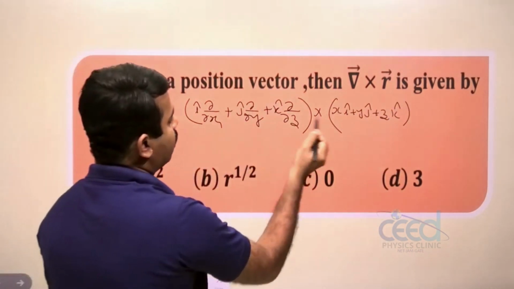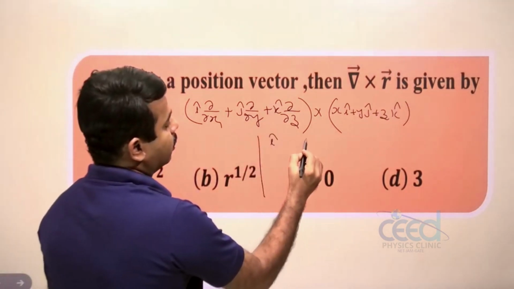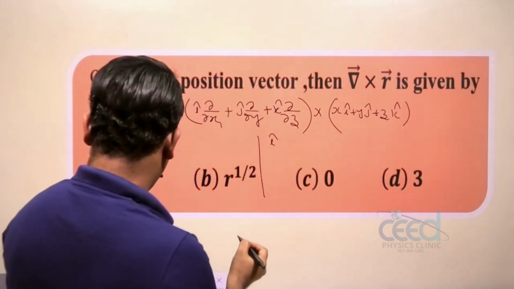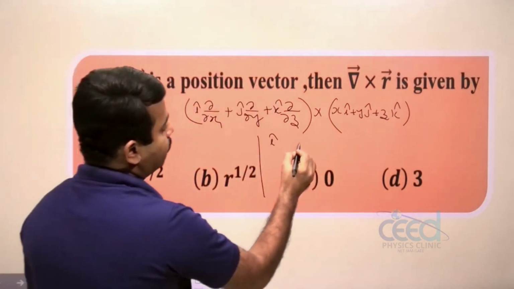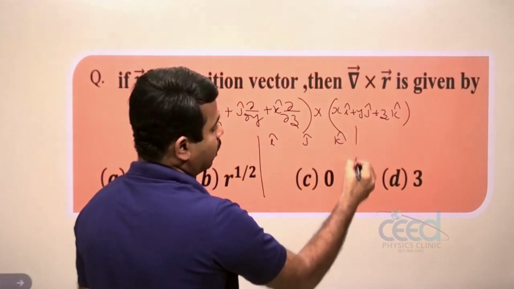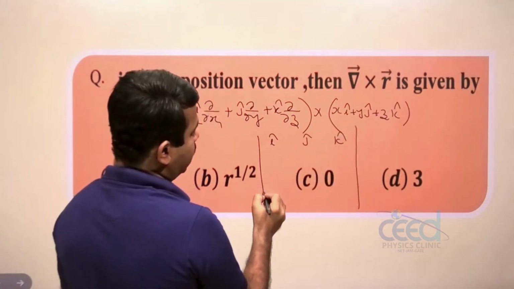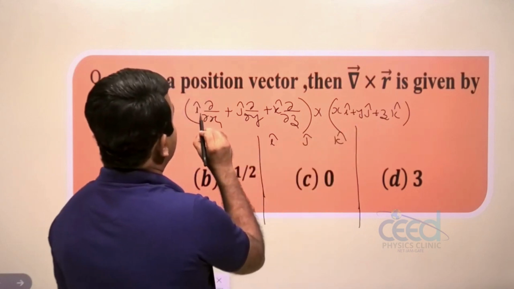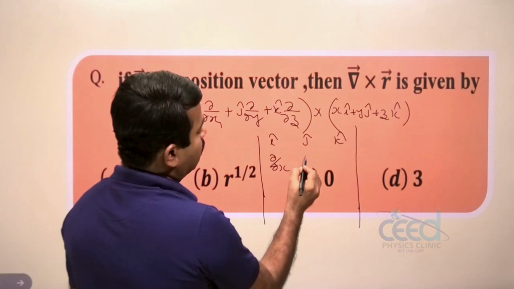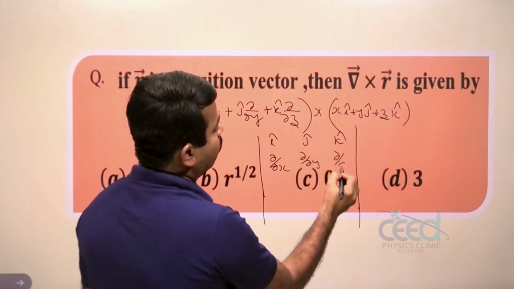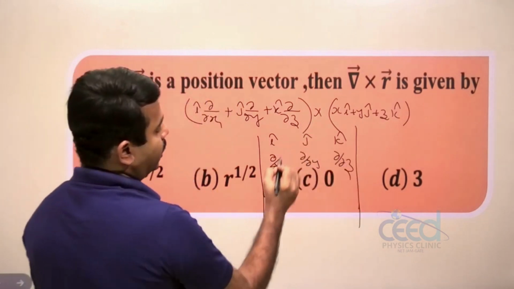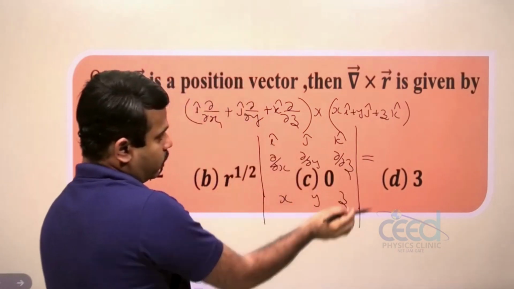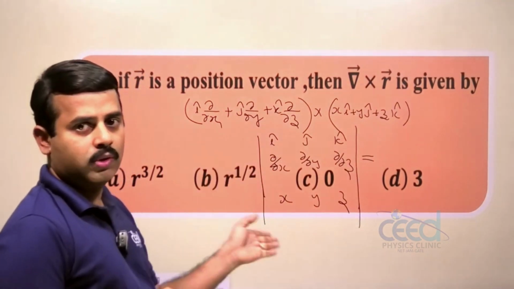Now what is del cross R? Sorry, I can write here. i cap, j cap, k cap, right. Then here I am writing the second row: ∂/∂x, ∂/∂y, ∂/∂z, and the third row I am writing x, y, z. Now expand. This is del cross R, right. This is del cross R.